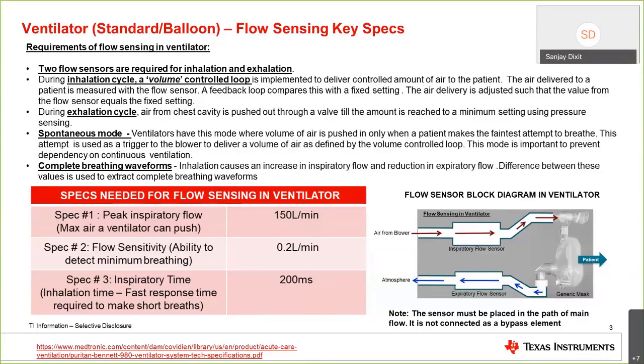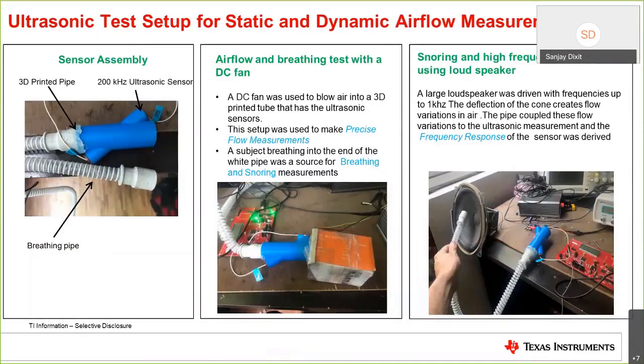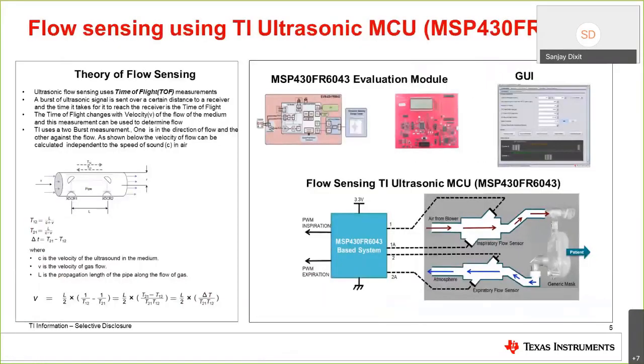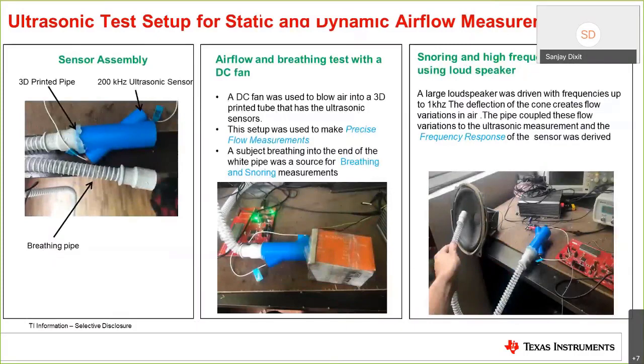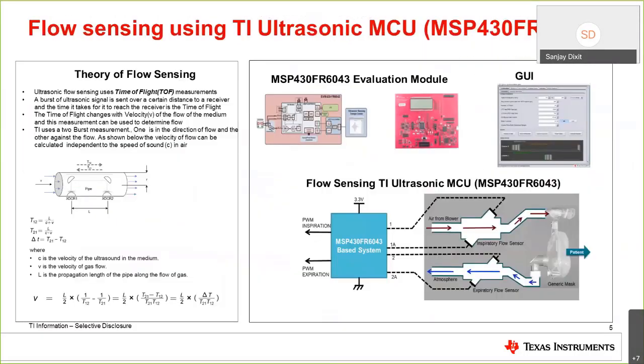So the transient response time of the flow sensor has to be faster than this 200 milliseconds, which is the minimum value of this 200 to 800 limit. In the interest of time, we have made some setups to evaluate flow, and the setups really involve a 3D pipe. Before I come to the 3D pipe, let me first talk about what TI has as an offering.